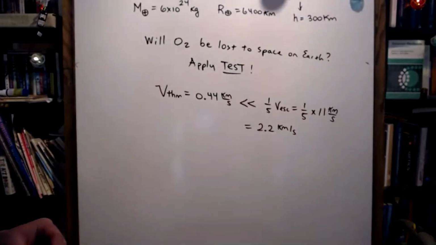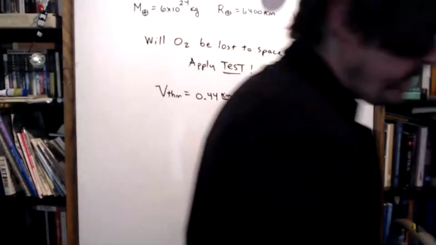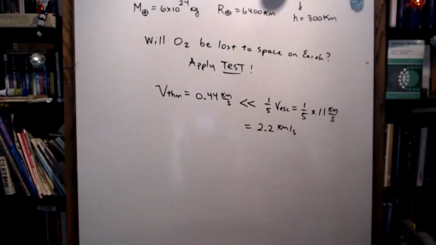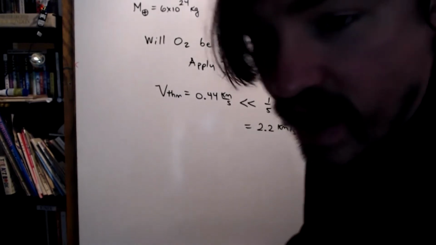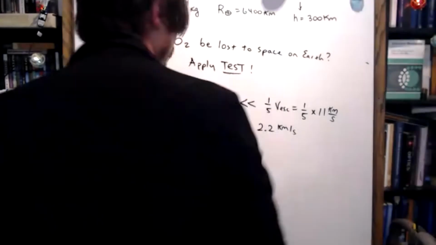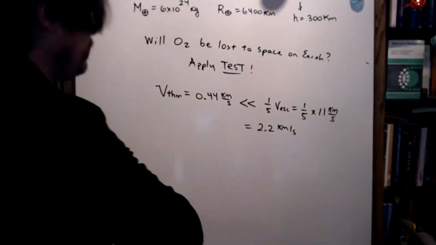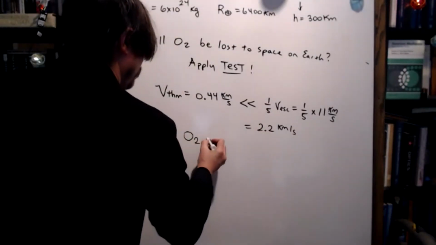So what's the result then? What have you learned? Will oxygen be lost to space or will it remain on Earth? It'll remain. That's why we haven't lost our oxygen in 5 billion years. O2 will remain.